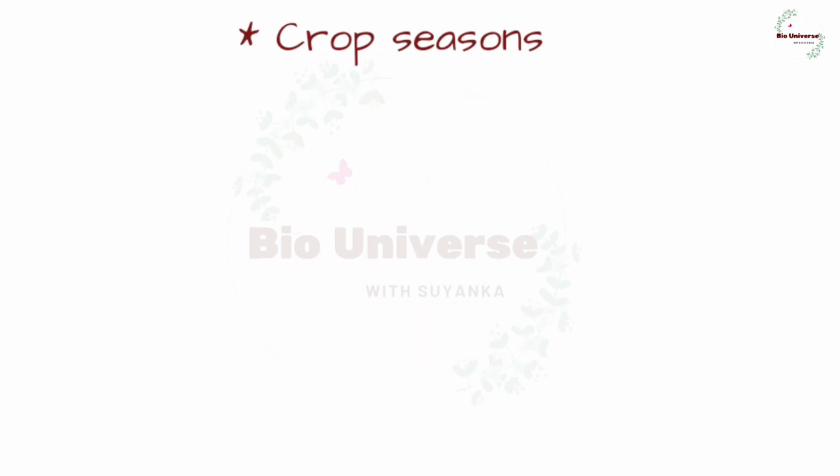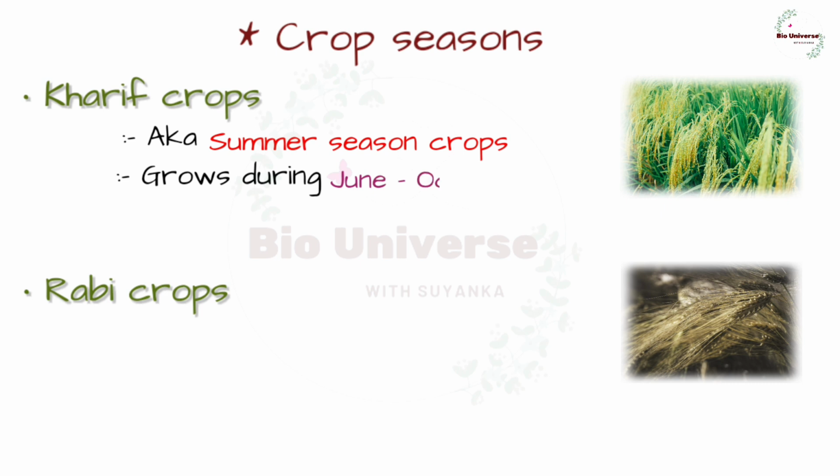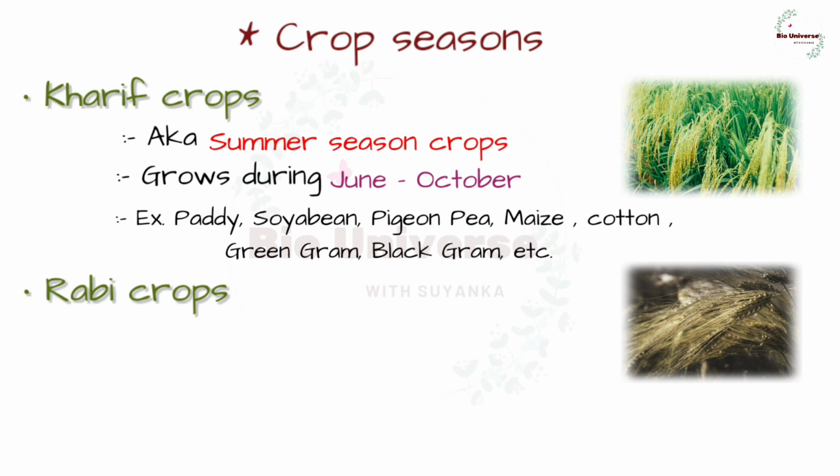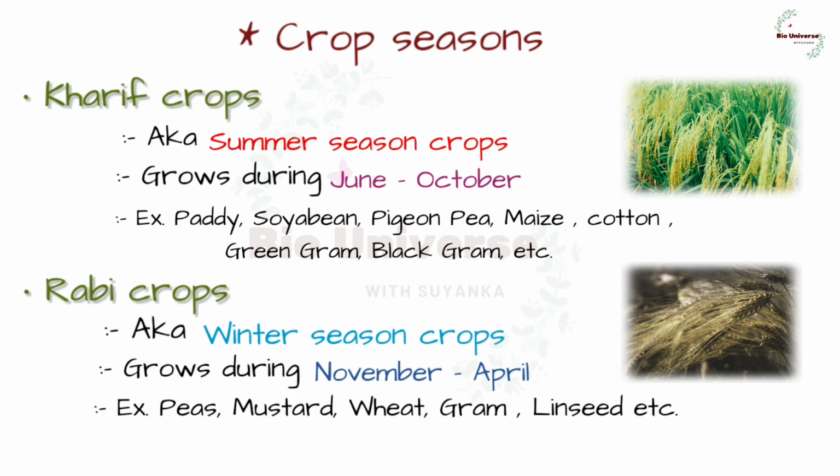Different crops require different climatic conditions. Broadly, there are two seasons of crop growth, that is kharif and rabi. Kharif crops are also known as summer season crops because they grow during the rainy season of June to October. For example, paddy, soybean, pigeon pea, maize, cotton, green gram, black gram, etc. Rabi crops are also known as winter season crops which grow from November to April. For example, peas, mustard, wheat, gram, linseed, etc.